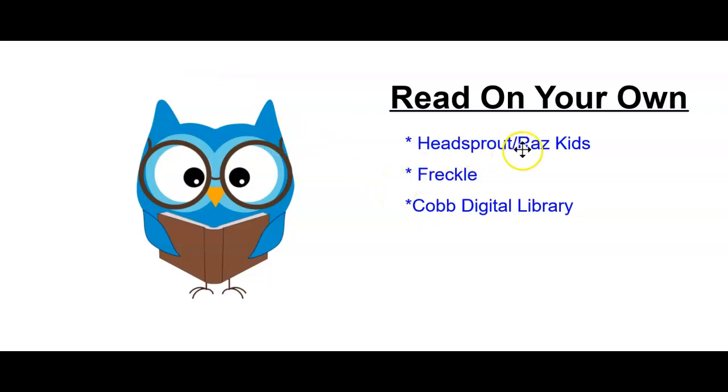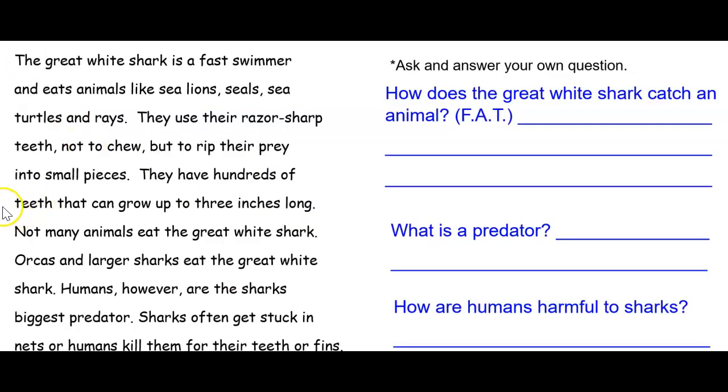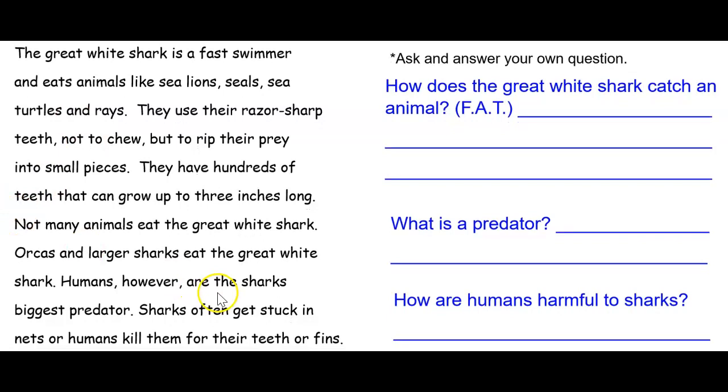Remember, you can use HeadSprout or Raz Kids to help you improve upon your reading, Freckle, or the books from the Cobb Digital Library. Get out your pencil and paper and have fun.